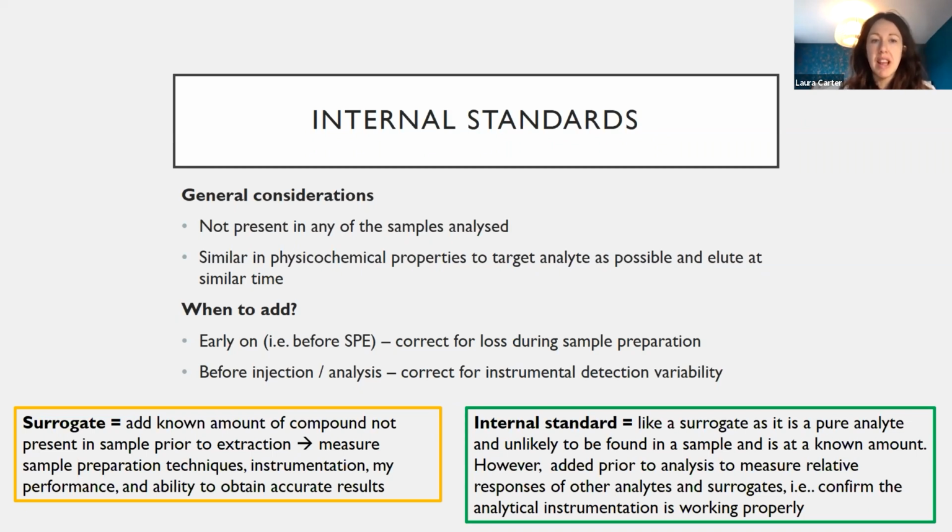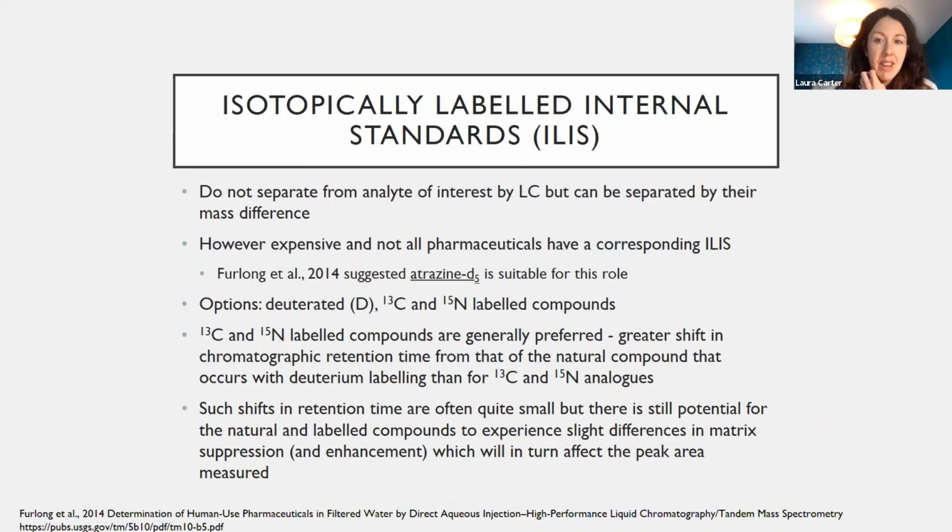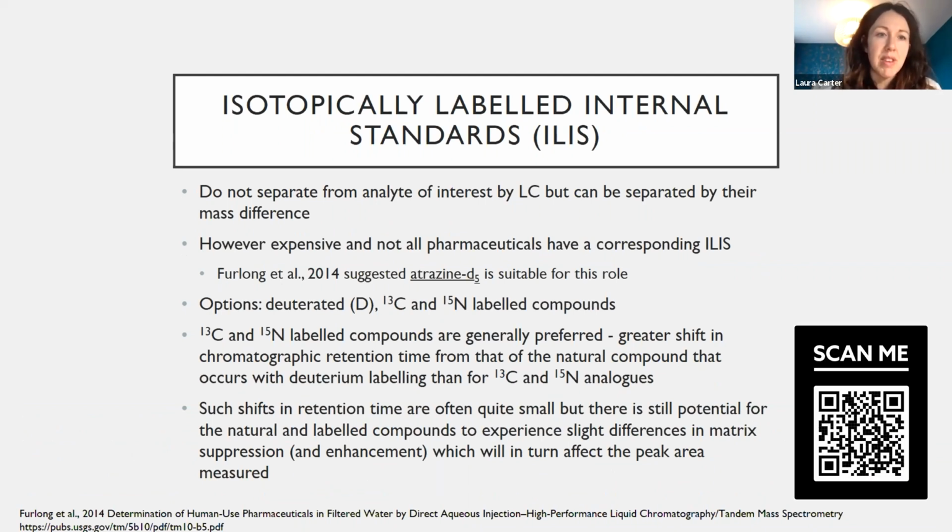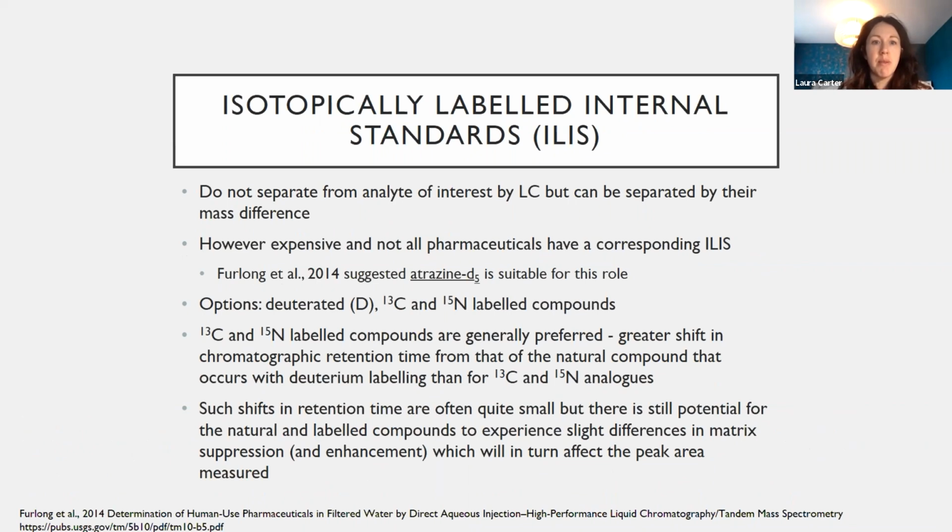Typically, when you select an internal standard, the rule is that whatever happens to the analyte or your compound of interest will happen to the internal standard. Most often we use an isotopically modified version of the target analyte. What we want is that we don't want these isotopically labeled internal standards to separate from our analyte when we're doing the liquid chromatography, but we want them to be separated by their mass difference.